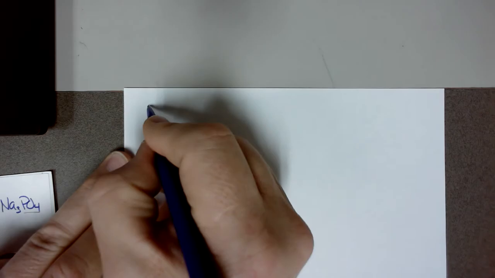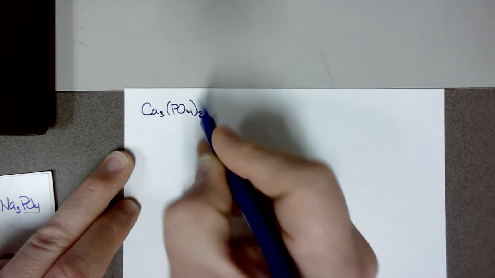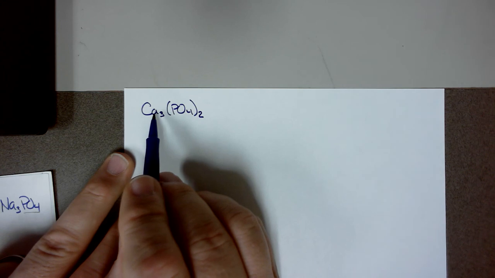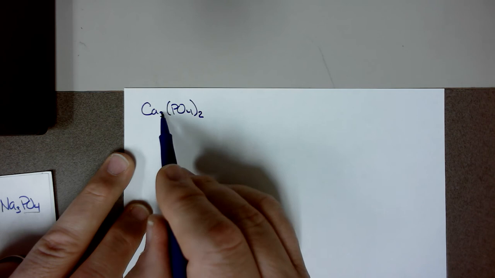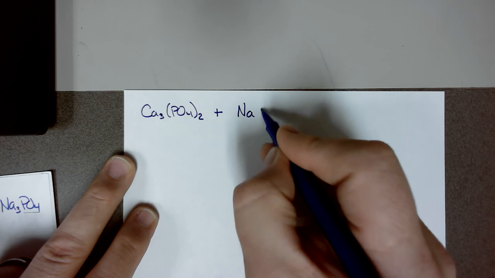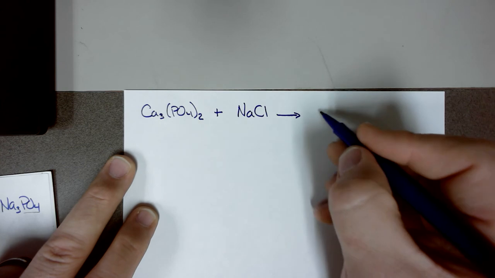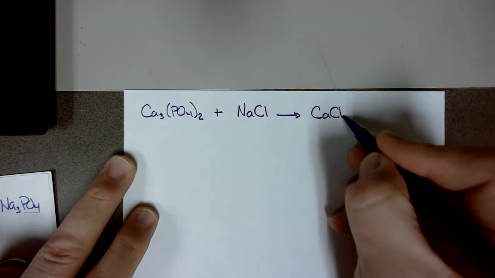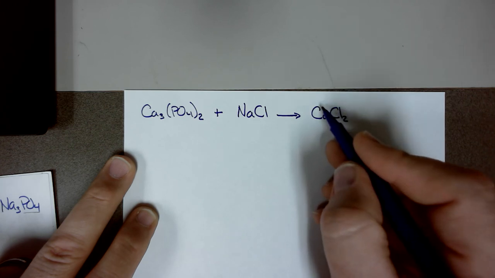And in this case, let's look at calcium phosphate. Now I know this is written correctly because remember calcium's a 2+, which means I'd put the 2 there, and phosphate's a 3-, so I put the 3 there. Plus sodium chloride, a 1-to-1 ratio, 1 plus 1 minus, will react to produce calcium chloride. Calcium's a 2+, chloride's a 1-, so that'd be 1, and then the 2 would go down here.